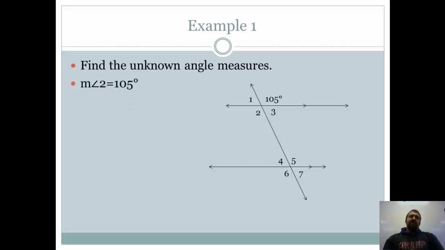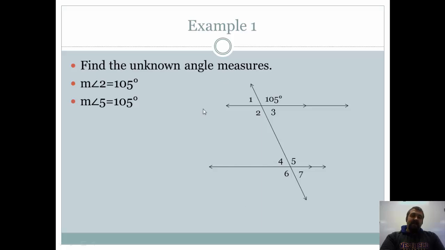Whoops, I actually started with measure of angle 2. But measure of angle 5 is 105 degrees. Now, there's 2 ways you could have got measure of angle 2. First, because I know the measure of angle 5 is 105 degrees, I could say, well, angle 5 and angle 2 are alternate interior angles. So alternate interior angles have to be congruent. Therefore, measure of angle 2 is 105 degrees.